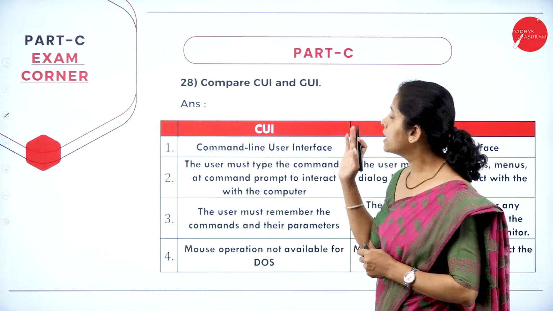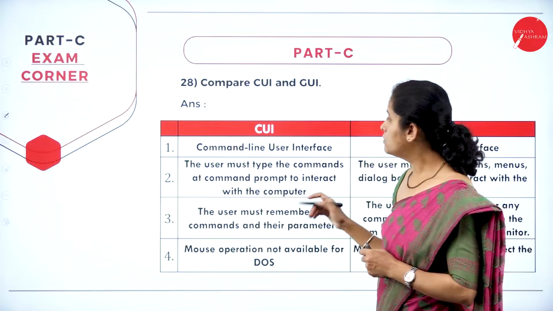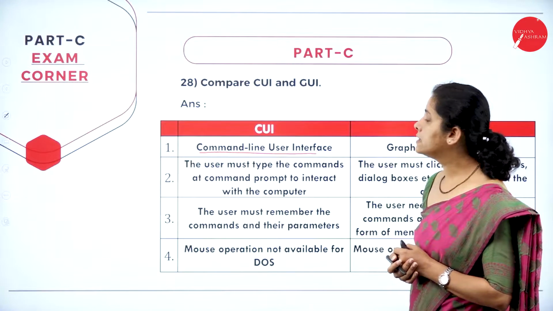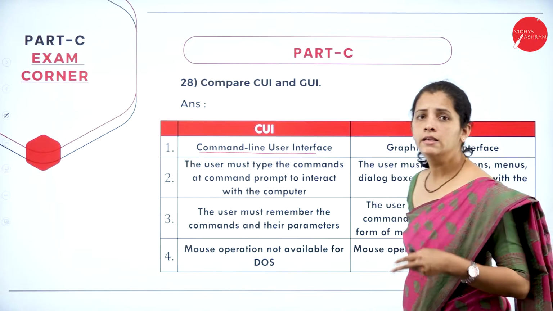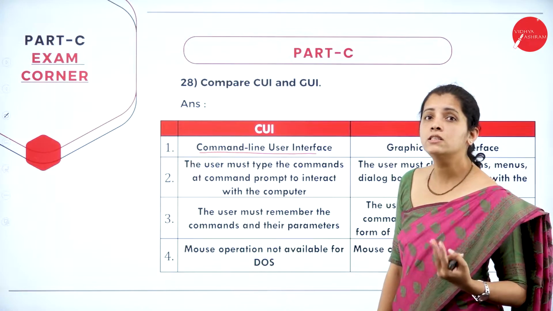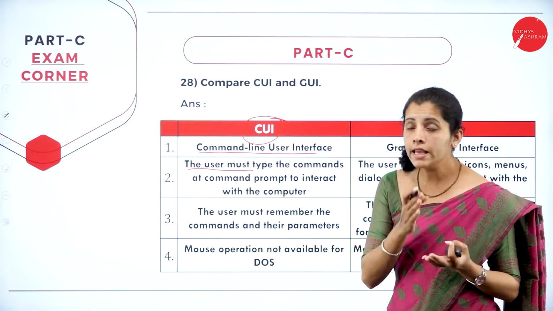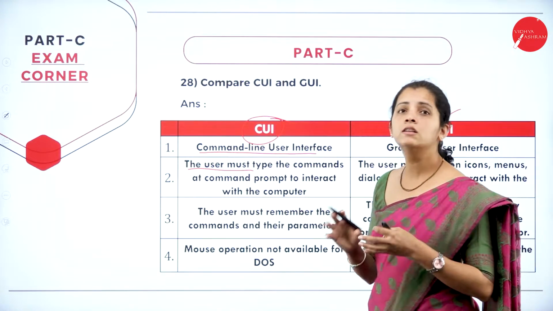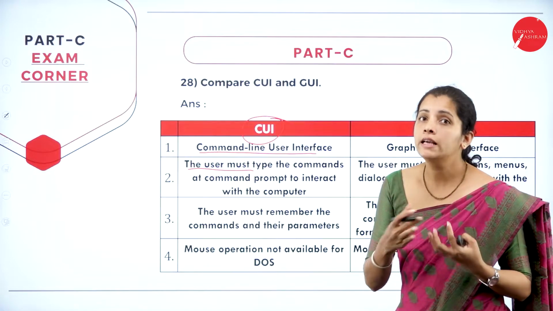So I want to write the comparison between CUI as well as GUI. Now see here, what's the first difference here? CUI, that is nothing but command line user interface. Then what about GUI? That is nothing but the graphical user interface. Then what is the next difference here is the user must type the command. As the name itself indicates that it is command line user interface. For that reason, manually the user wants to type the command. Where? In the command prompt.